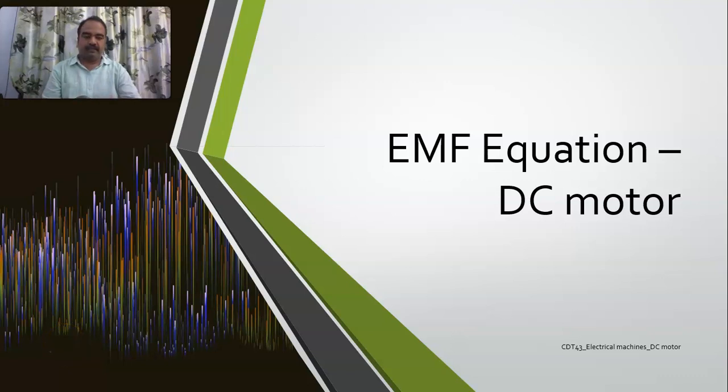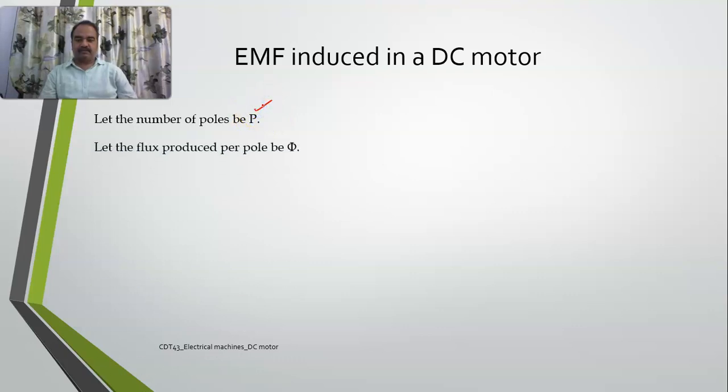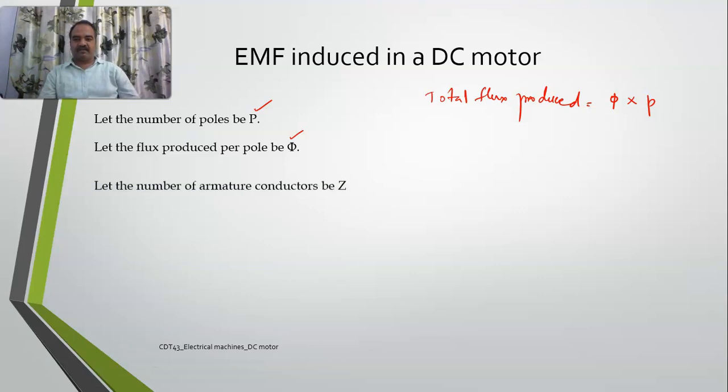Now we will see the EMF equation, the EMF generated in a DC machine. Let me start with some basic assumptions. I'll assume that your DC motor has P number of poles and the flux produced by each pole is phi. So the total flux produced is equal to phi per pole into P, where P is the number of poles. Let the number of armature conductors be Z.